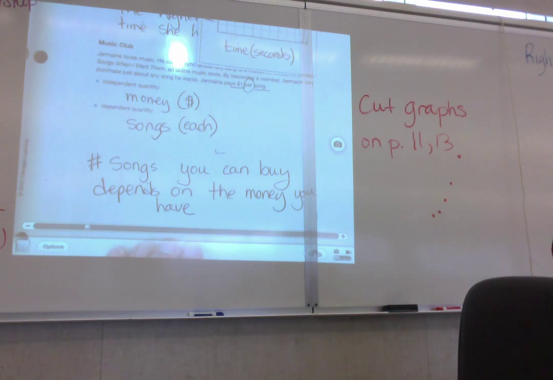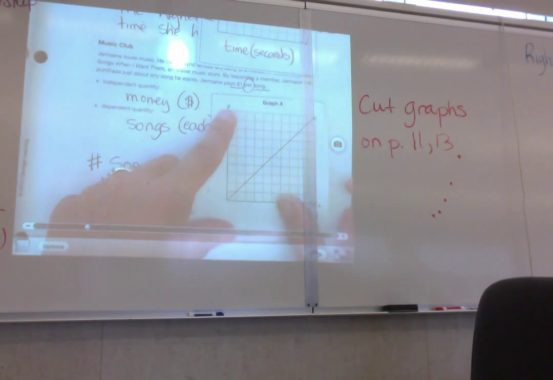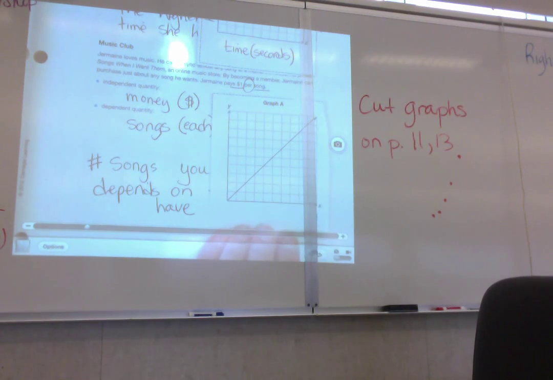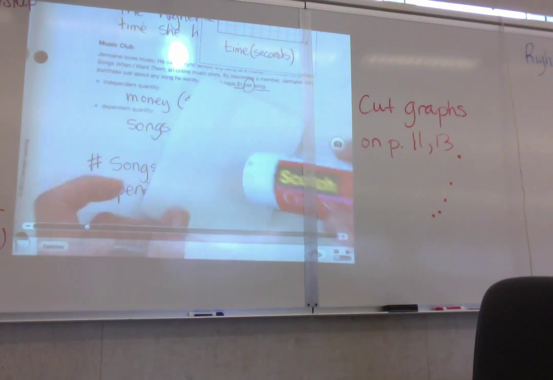Okay, what graph do you think fits? A. Can you explain why you picked A? Typically he spends a dollar each song, so if you buy one song, $1, two songs, $2. Okay, so it's a constant rate. More songs, more money. All right, so glue down A.